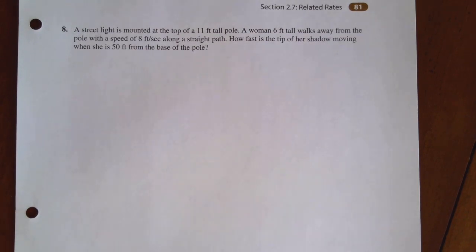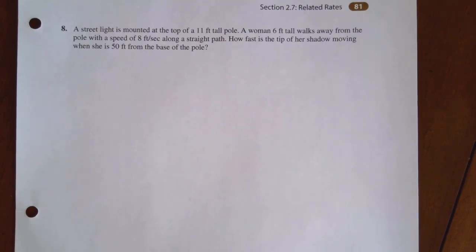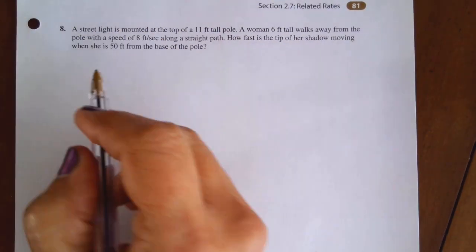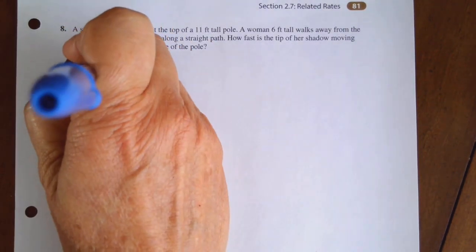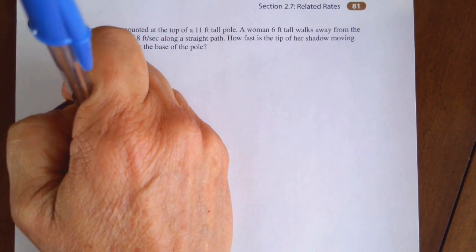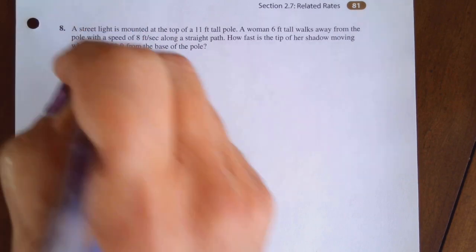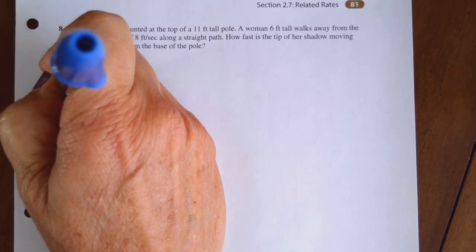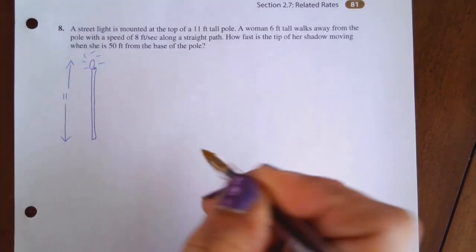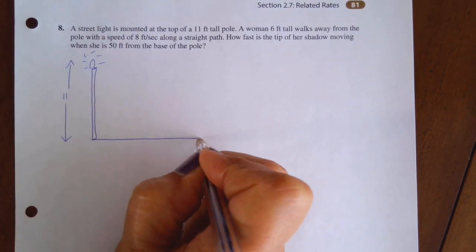Now, think about what we already did. We did a circle with the area formula. We did a Pythagorean theorem. We had a right triangle. So let's see what we have here, okay? All right, so we have a street light mounted at the top of an 11-foot tall pole. So here's a pole. Here's the light up here. Okay, so I know this is 11 feet. And then here's the ground.